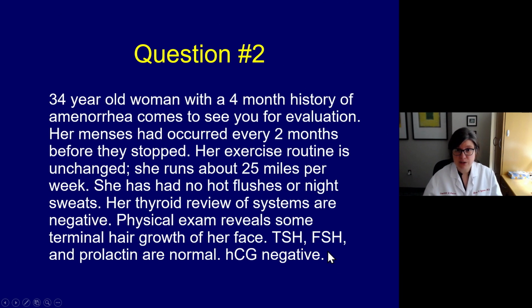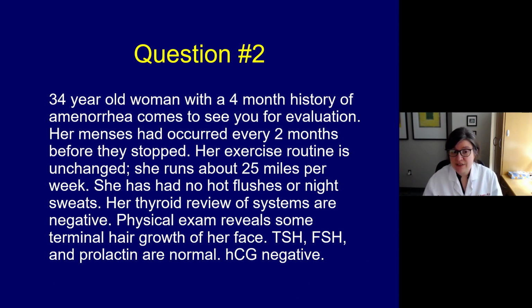Good, so we'll go on to the next question. We have a 34-year-old woman with a 4-month history of amenorrhea who comes to see you for evaluation. Her menses had occurred every 2 months before they stopped, and her exercise routine is unchanged. She runs about 25 miles a week. She has no hot flushes, no night sweats. Her thyroid review of systems is negative. Her physical exam reveals some terminal hair growth of her face.